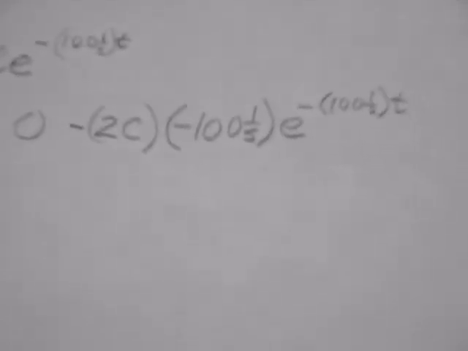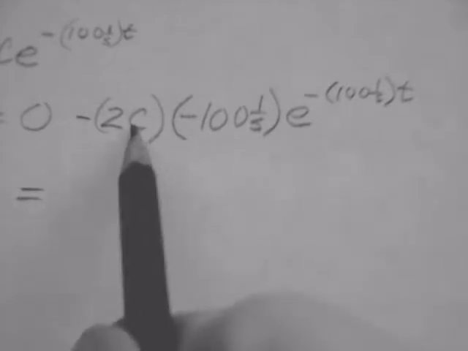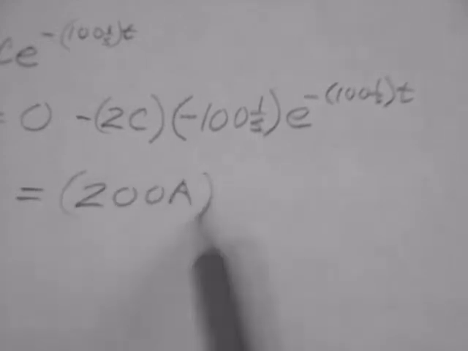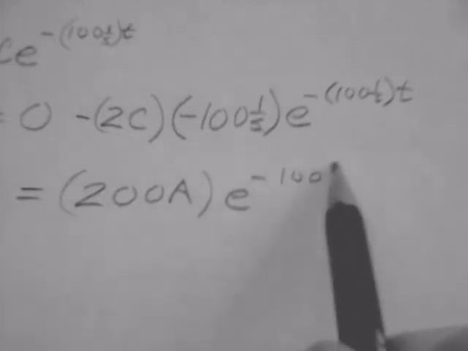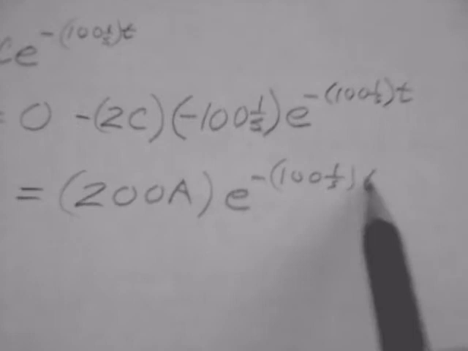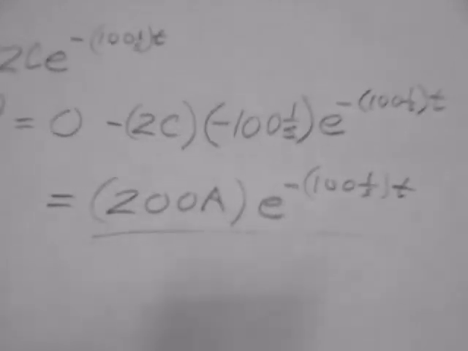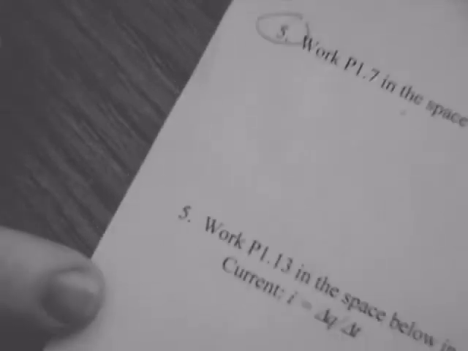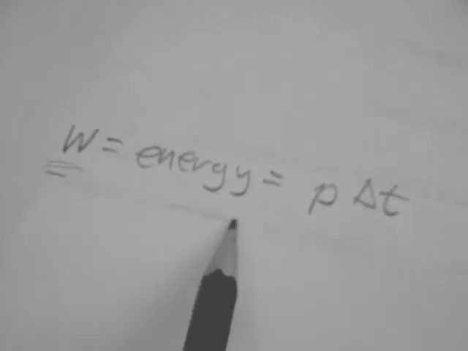Alright, so finishing off the problem, you're going to combine the two coefficients in front and realize that a coulomb per second is an amp. So you're going to get 200 amps, e to the minus 100, 1 over a second, times time. Make sure you do include your units in these problems 4 and 5. You might notice that there are two problem numbers 5, so I'm sorry about that. In the second problem number 5, all you really need to take advantage of is that they're using lowercase w for energy, and that's equal to power times time.